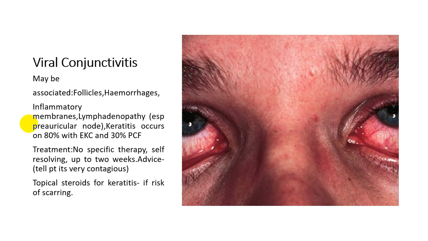Viral conjunctivitis may be associated with follicles and hemorrhage. There may be inflammatory membranes and lymphadenopathy, especially pre-auricular lymph nodes. And keratitis occurs in 80% of epidemic keratoconjunctivitis and 30% in pharyngoconjunctival fever. Treatment, no specific therapy. It is self-resolving after 2 weeks. You will tell the patient it's very contagious, and topical steroids for keratitis if risk of scarring.